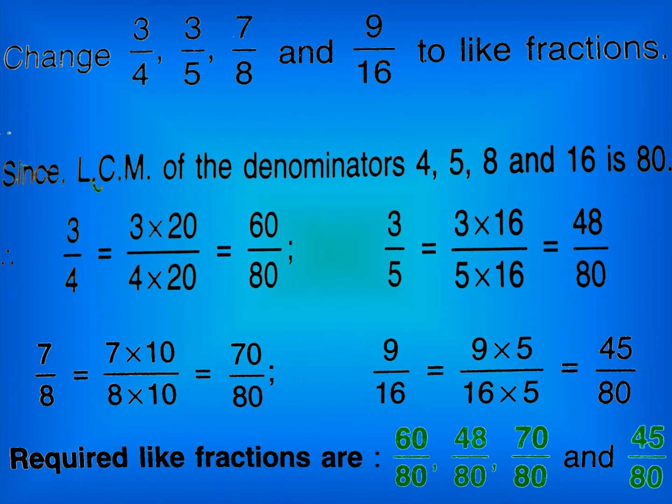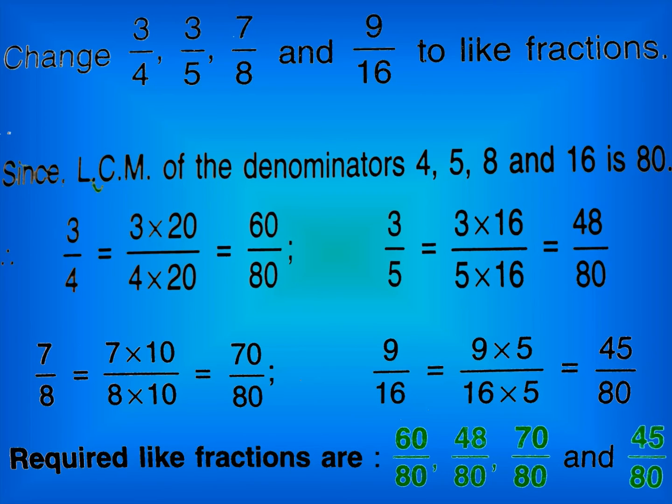Now here are some examples. Change 3 upon 4, 3 upon 5, 7 upon 8 and 9 upon 16 to like fractions. Since the LCM of the denominators 4, 5, 8 and 16 is 80, 3 upon 4 is equal to something upon 80. So we shall multiply both the numerator and denominator with 20. So it is 60 upon 80.